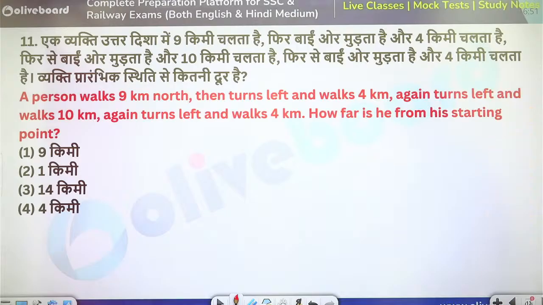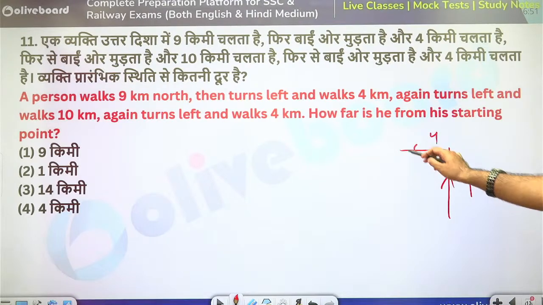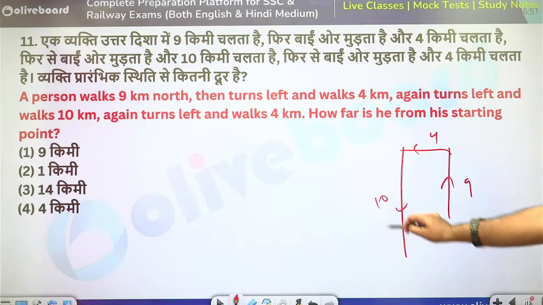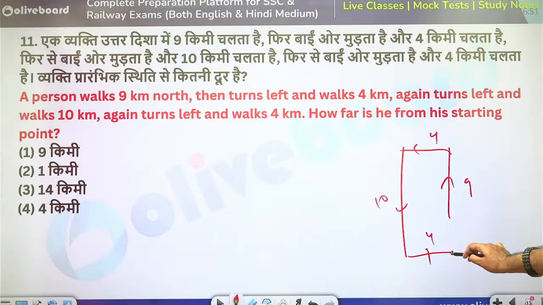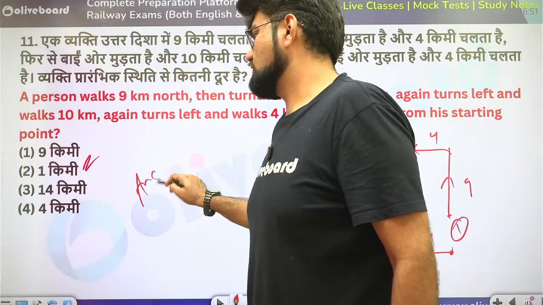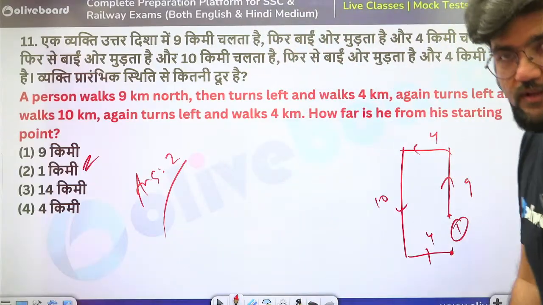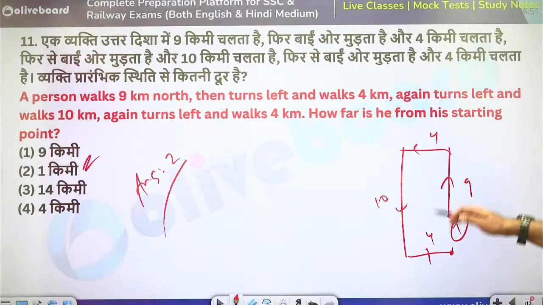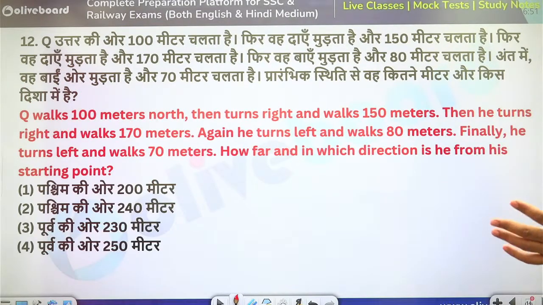This one is actually very easy. Directly you can do it. A person walks 9 kilometers north, then turns left and walks 4 kilometers, again turns left and walks 10 kilometers, again turns left and walks 4 kilometers. How far is he from the starting point? 10 minus 9 is 1. So see, this is what happens in terms of figures. If you get quick, you can actually solve the questions very quickly with the same method. With this one method, you can solve any type of direction based question. No restrictions whatsoever.